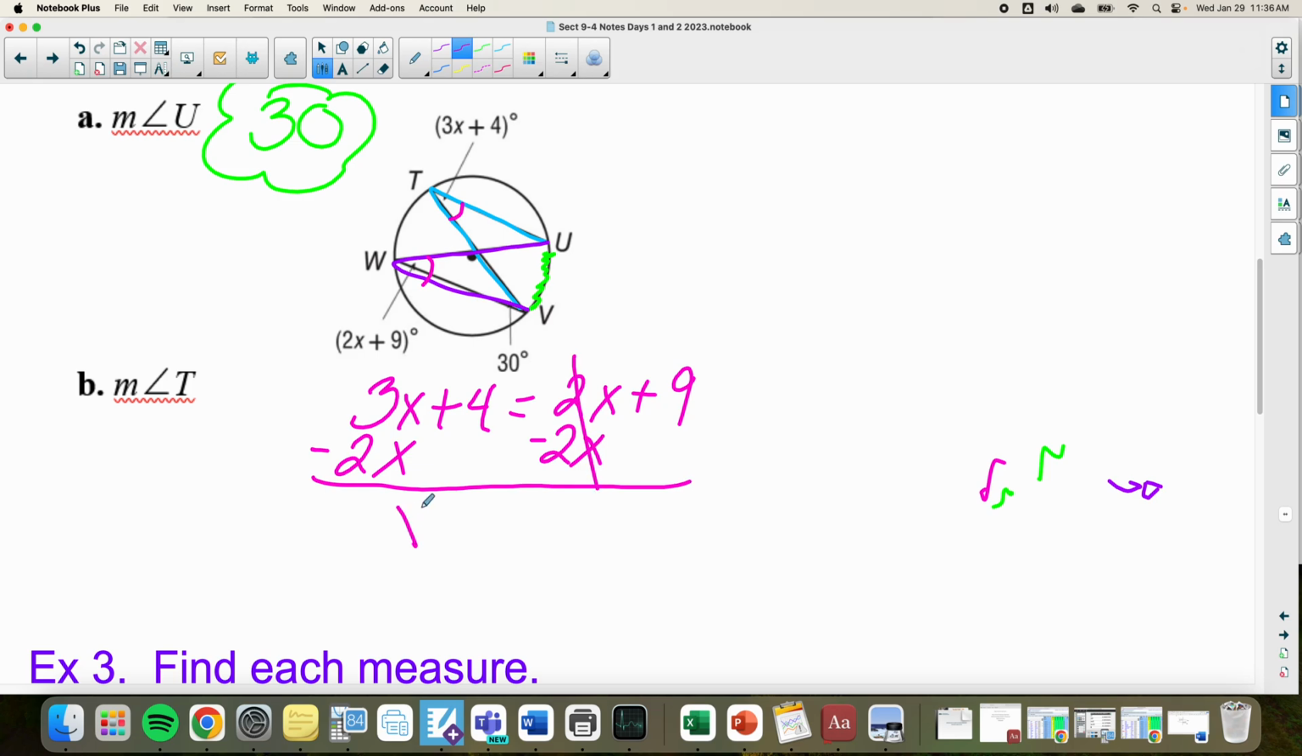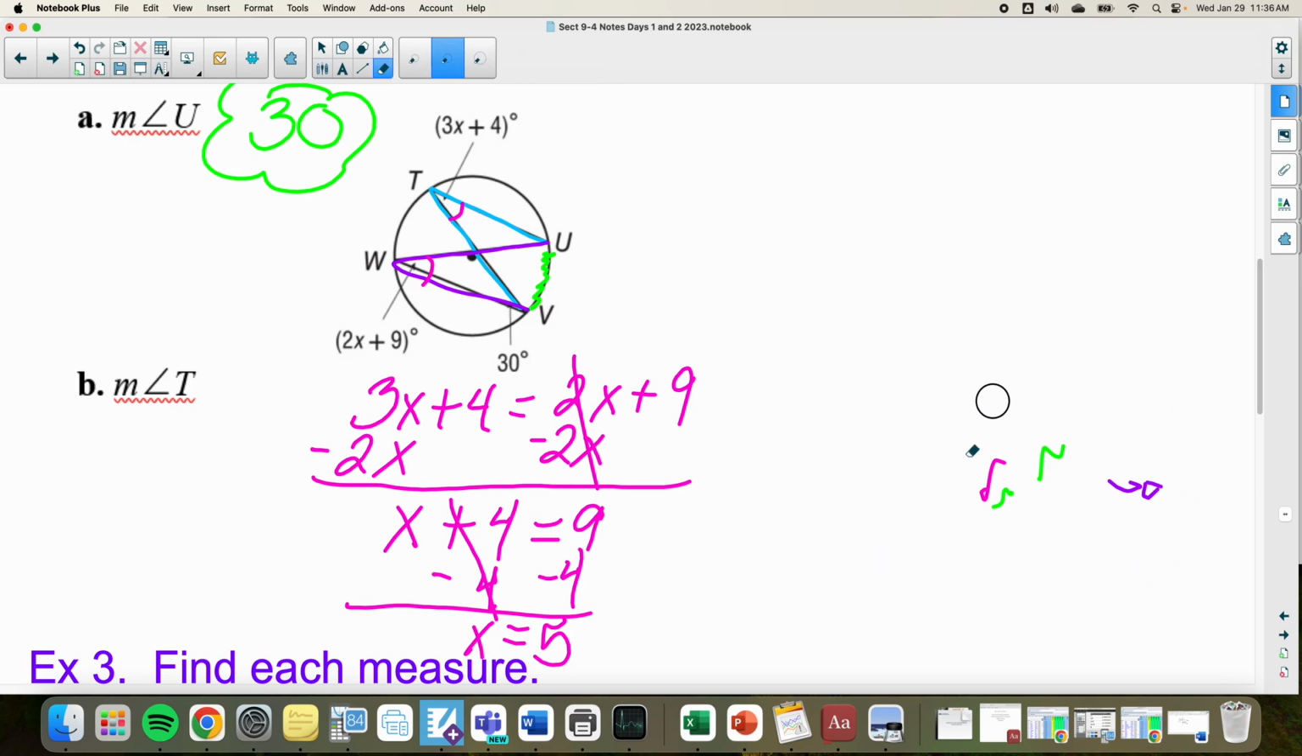3x minus 2x is x, plus 4 equals 9. Then I'm gonna subtract 4, and x is 5, okay? Now, notice in this one, they didn't just ask us for x.